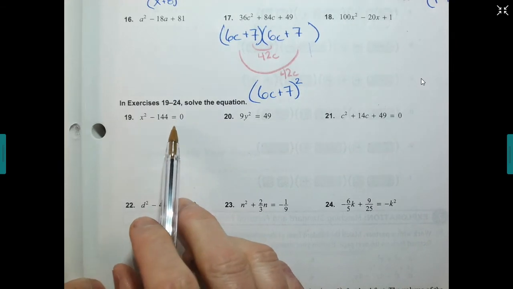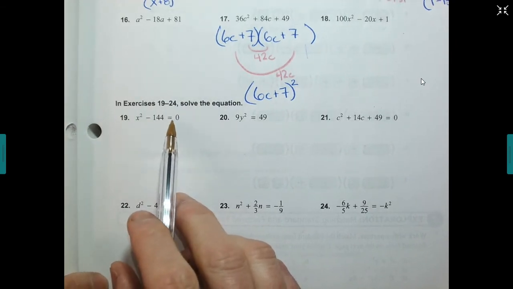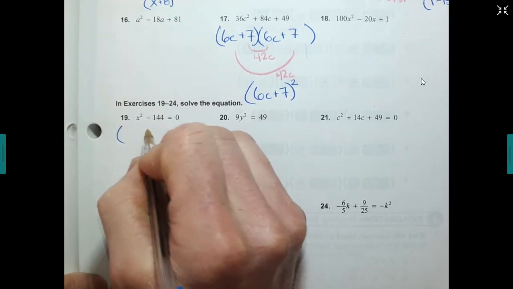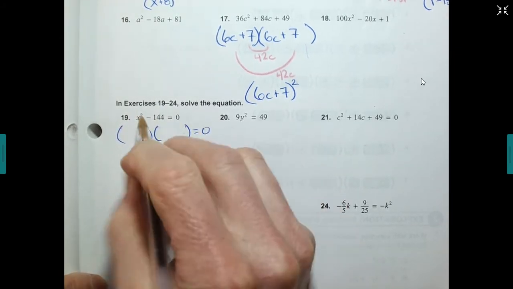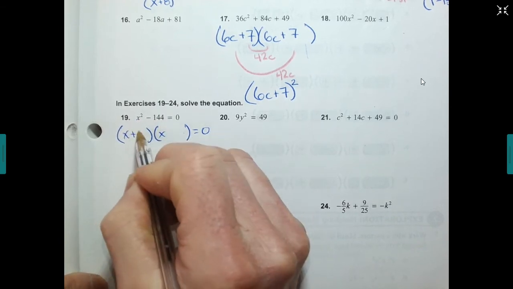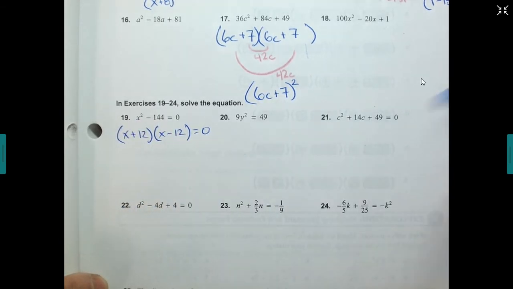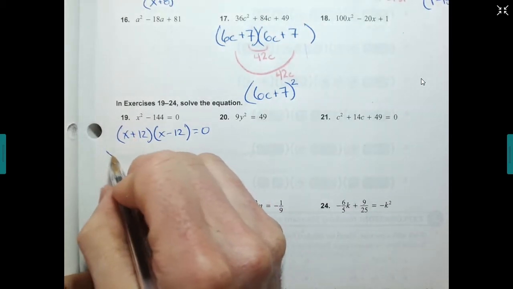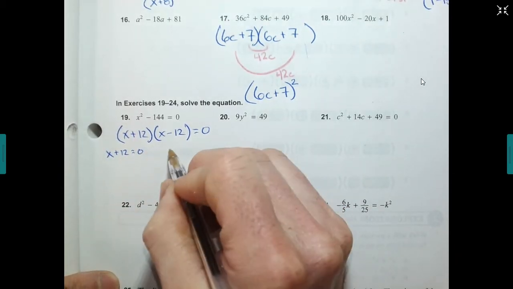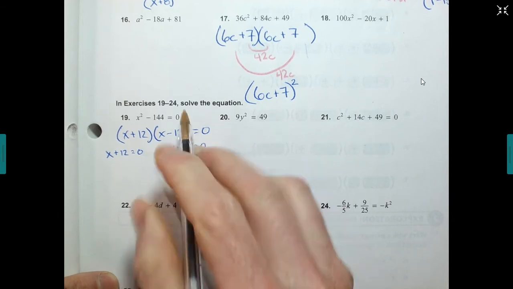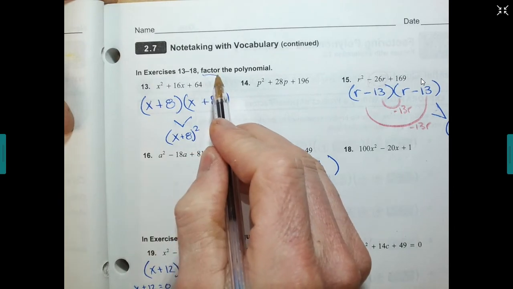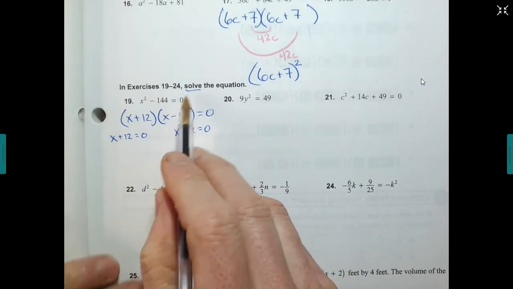Okay, now, since that lesson was pretty straightforward, let's look at solving the equation. So now we have an equation. We're not just simplifying, we're doing an equation. So I have a perfect square equals 0. So I know it's x, and then it's plus 12 and minus 12, because I know that the square root of 144 is 12. So now I have x plus 12 equals 0, and x minus 12 equals 0, right? Because I'm solving these equations. The other ones I simply factored, and now in these ones with an equation, I'm solving them.